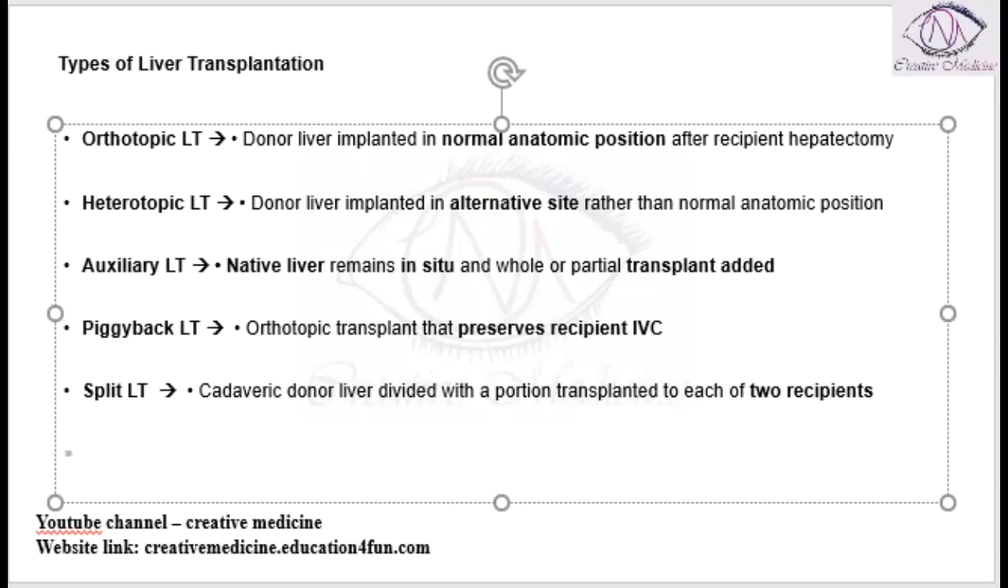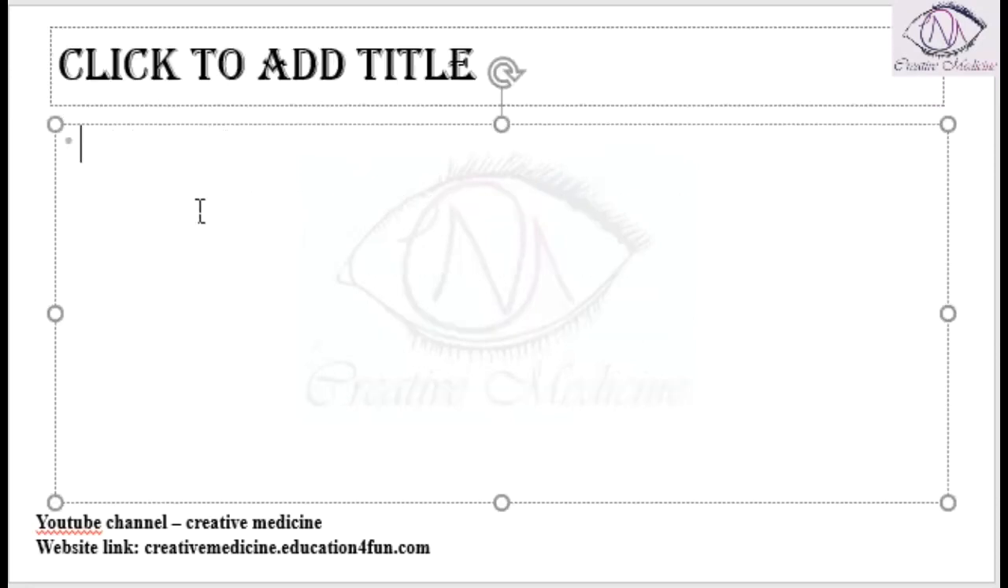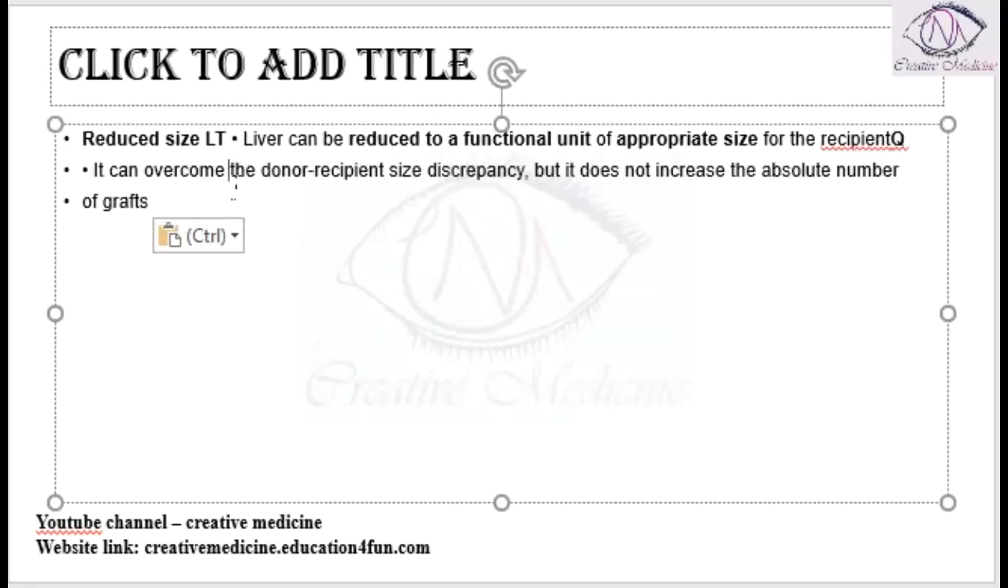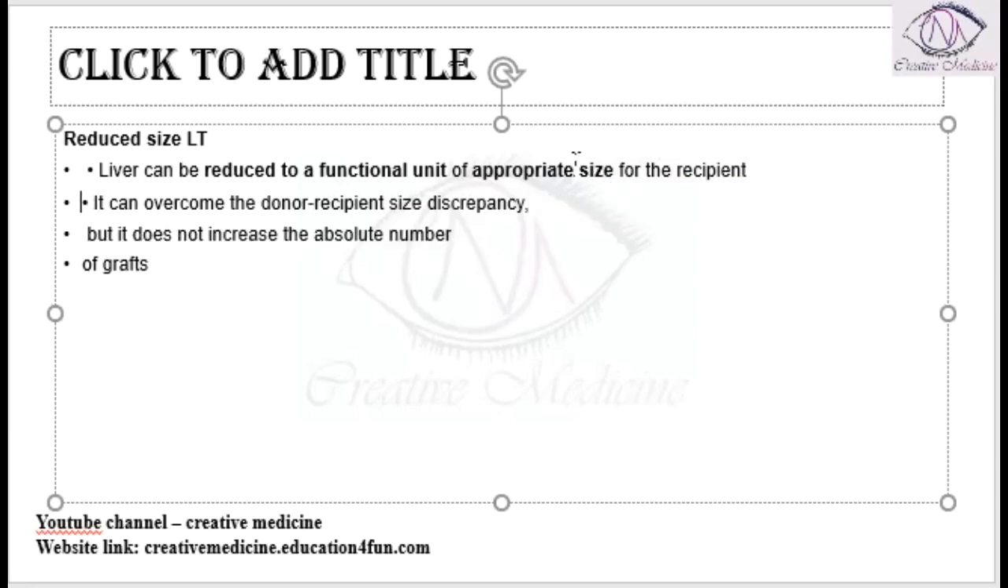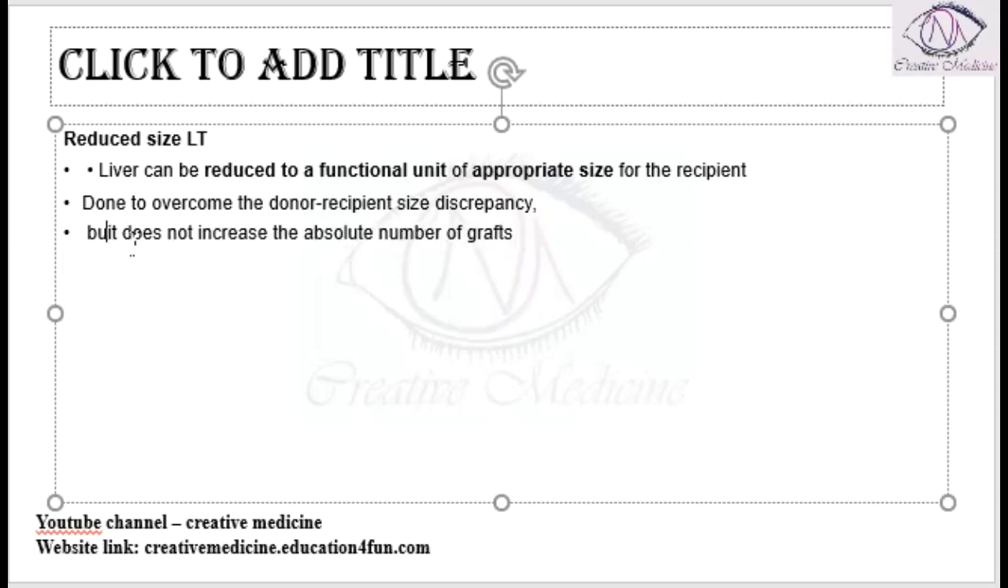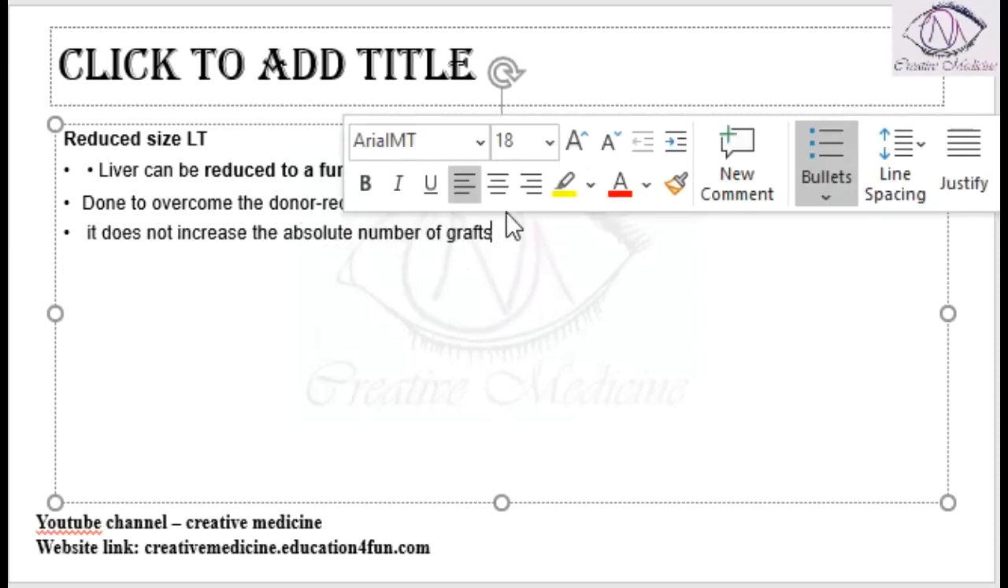Then we have reduced size liver transplantation. In reduced size liver transplantation, the liver size is functionally reduced to the appropriate size for the recipient. This is done to overcome the donor recipient size discrepancy, and it does not increase the absolute number of grafts either.